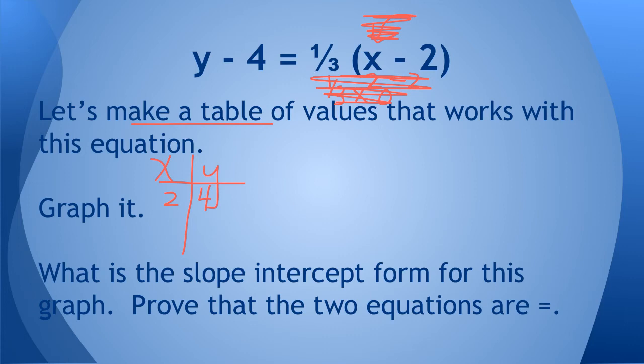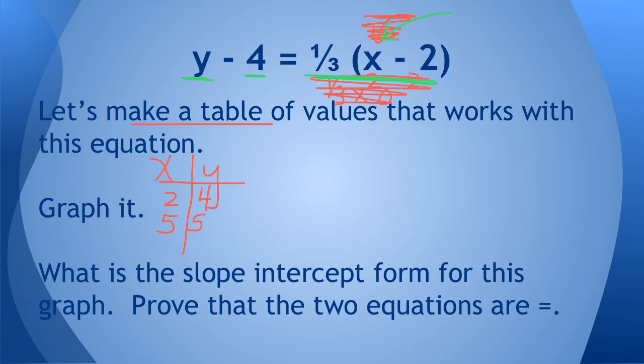So I'm going to pick numbers that I know are going to give me easy things, like my 2. 5 will also be an easy number. If I put a 5 in for x, 5 minus 2 is 3. 3 times 1/3 is 1. So all I need is a number minus 4 that equals 1, and the answer would be 5.